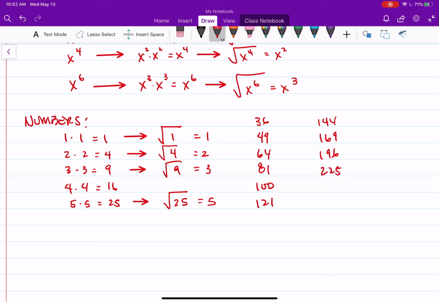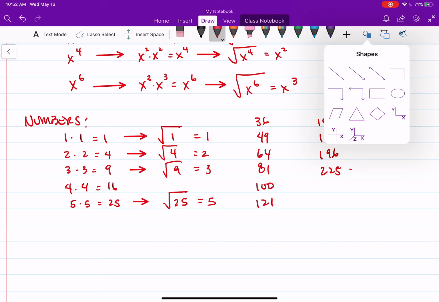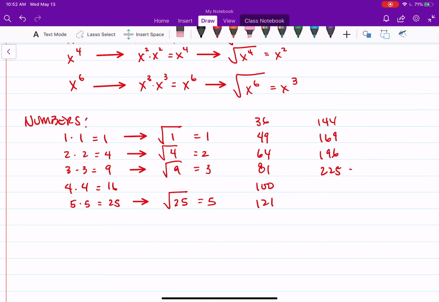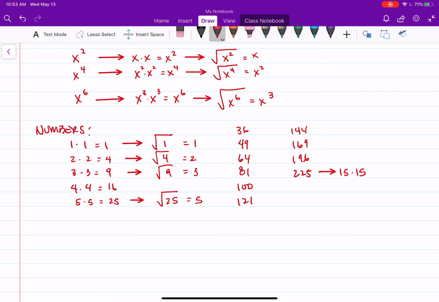That's as far as I remember because the square root of it, this would be 15 times 15, okay? Or the square root of 225 is 15, okay? So just remember that if you take the square root of it and it comes out evenly, then I know it is a perfect square.